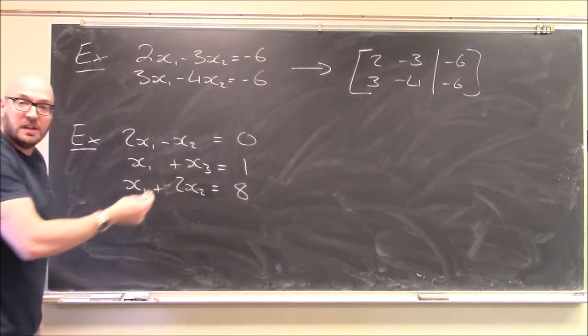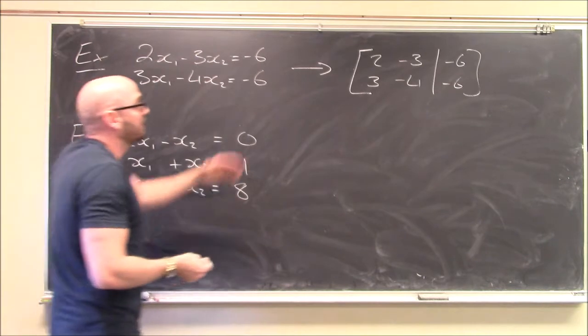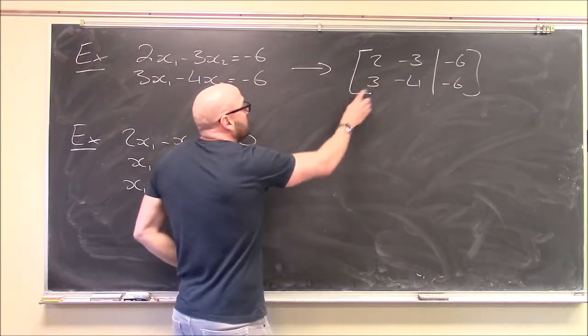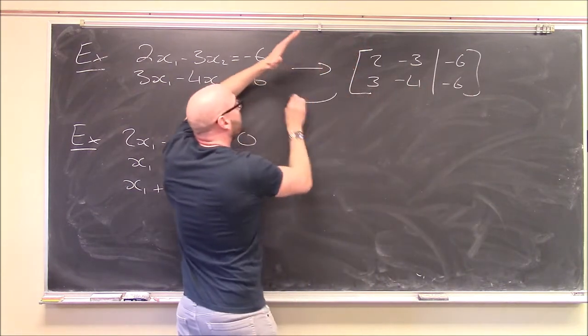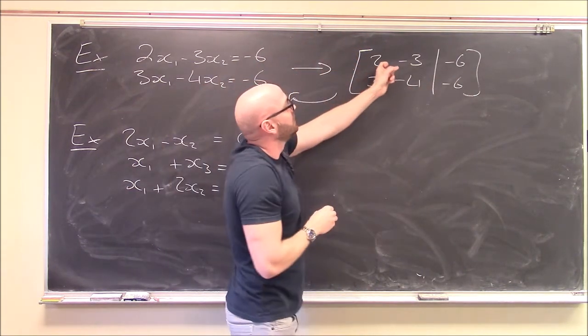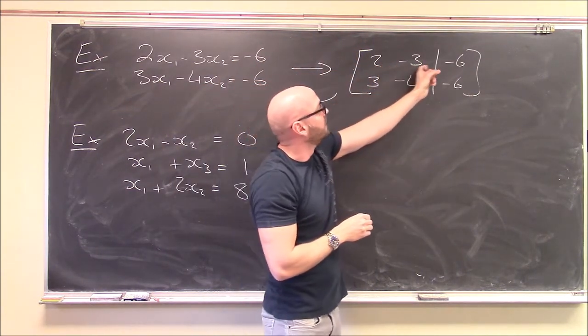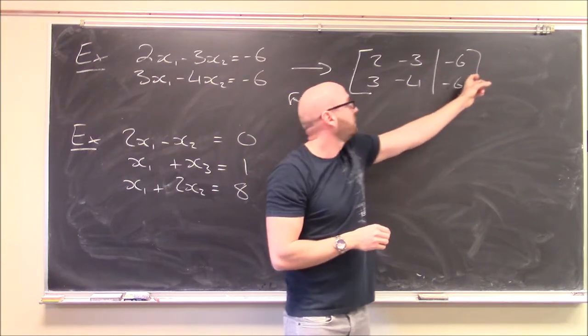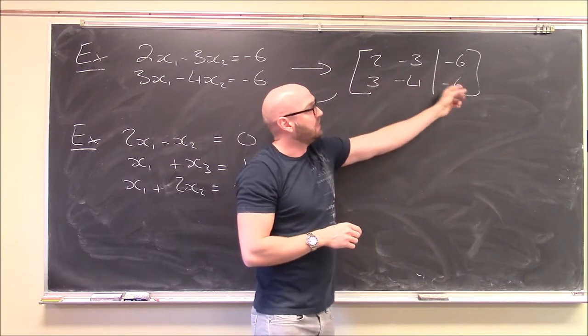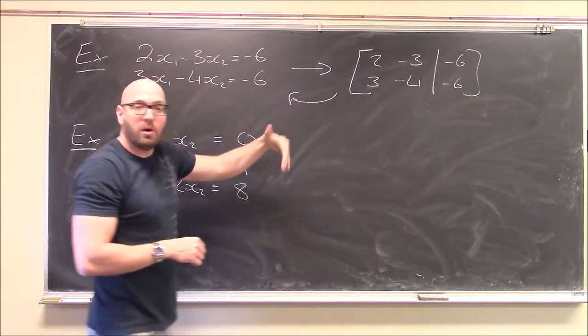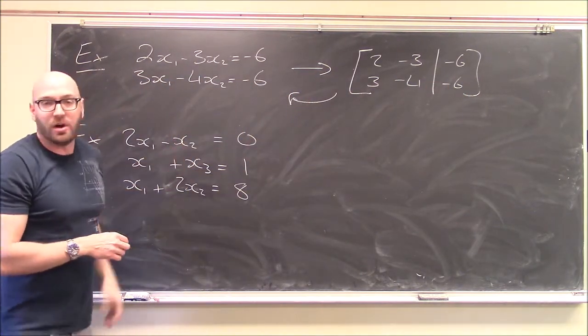And you'll notice that really does convey all of the information. This is a reversible process. If I gave you the augmented matrix, you could reverse this and you could say, okay, this is the equation 2x1 minus 3x2 equals 6. And my second equation is 3x1 minus 4x2 equals -6. So all of the information is there in a more compact way.